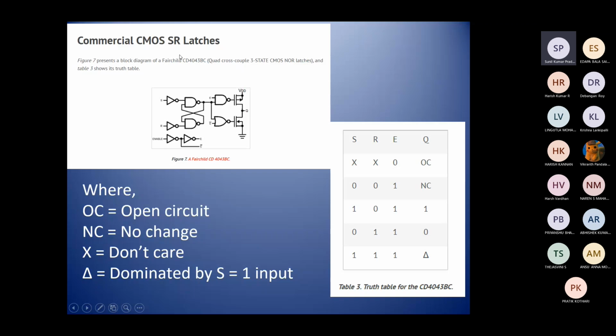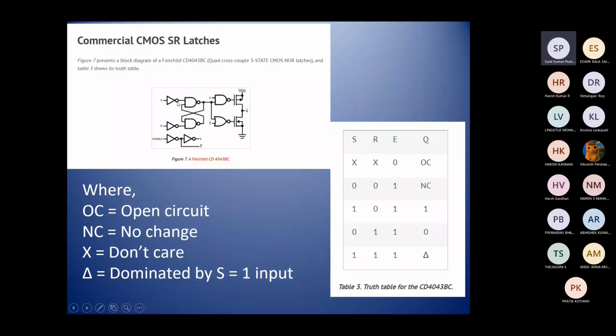4043BC. So this is the abbreviation. Fairchild is a company in the USA that made these latches. Okay, Fairchild is a company name which made these latches. So this is the quad cross-coupled three-state CMOS NOR latches, and its truth table is this one.